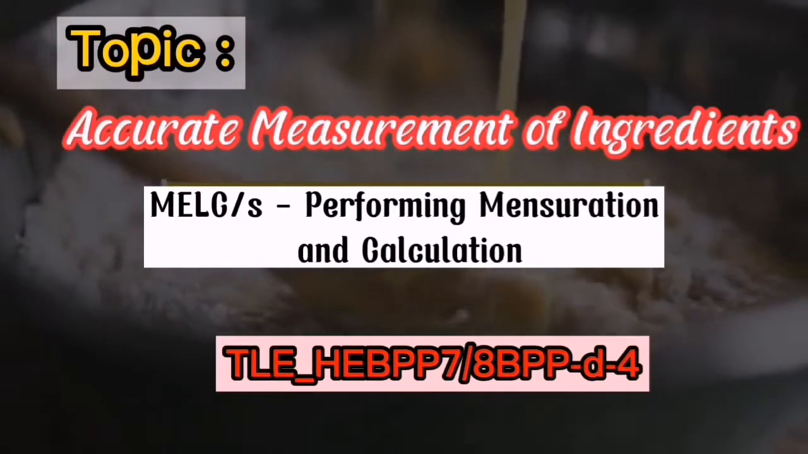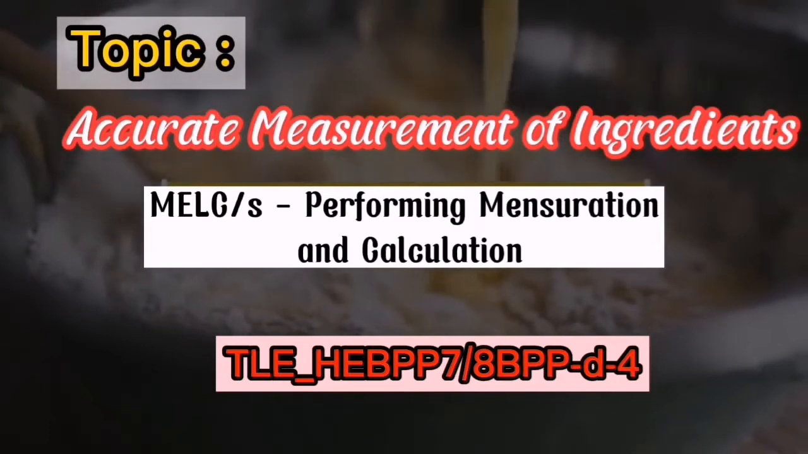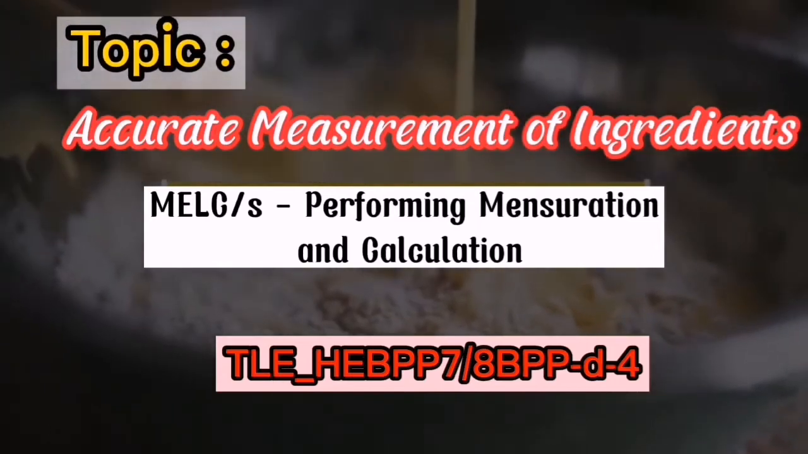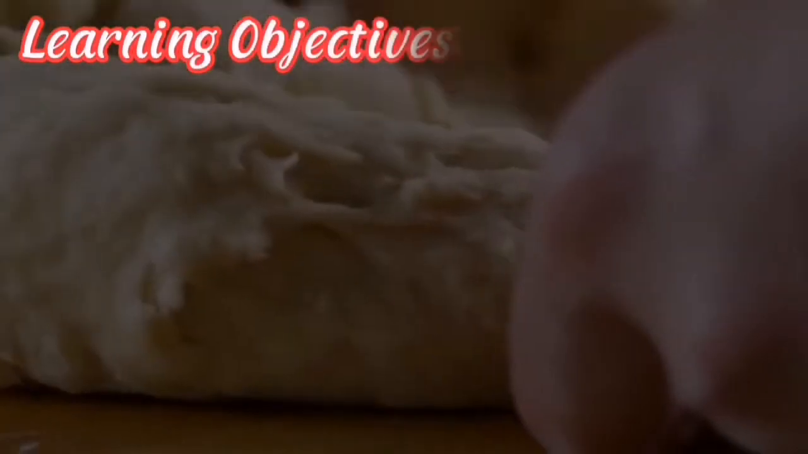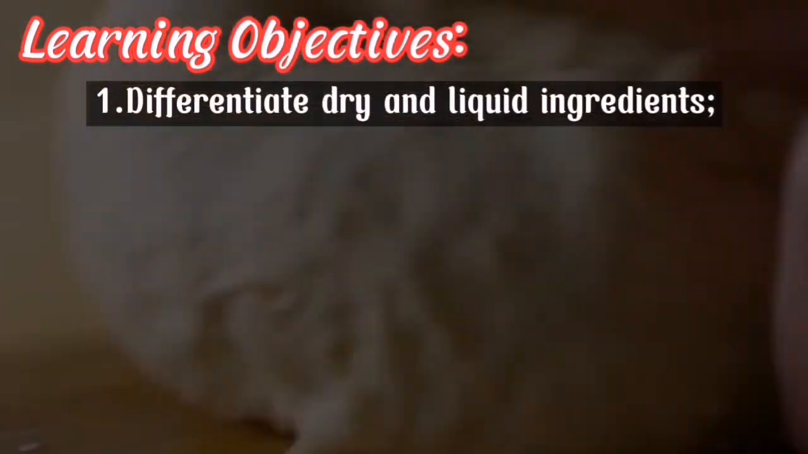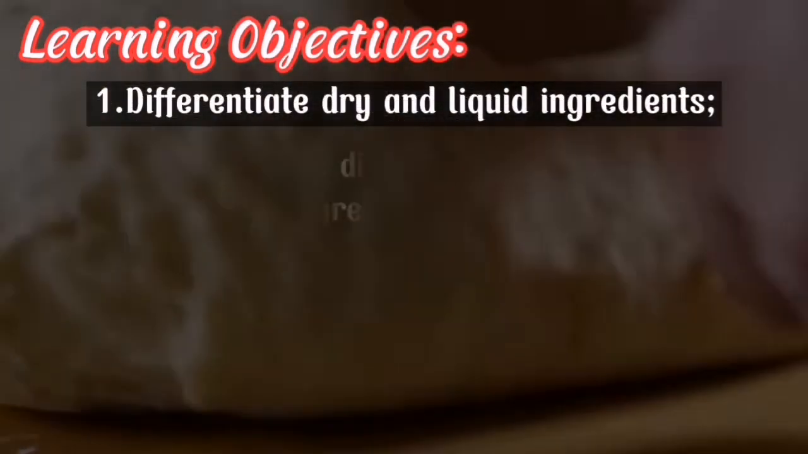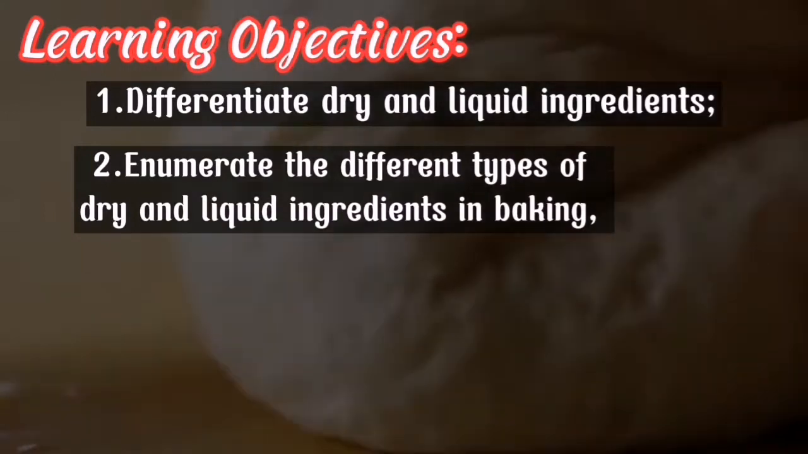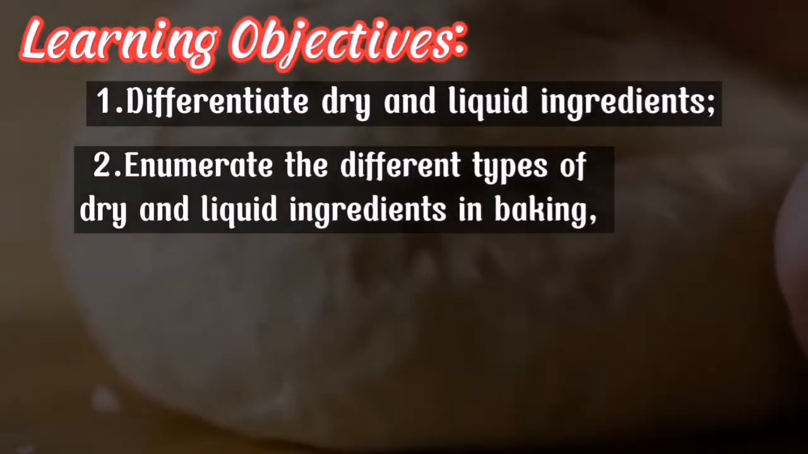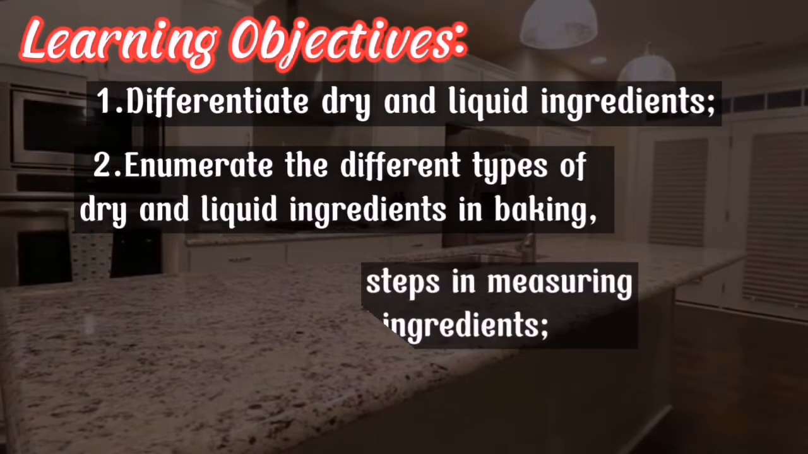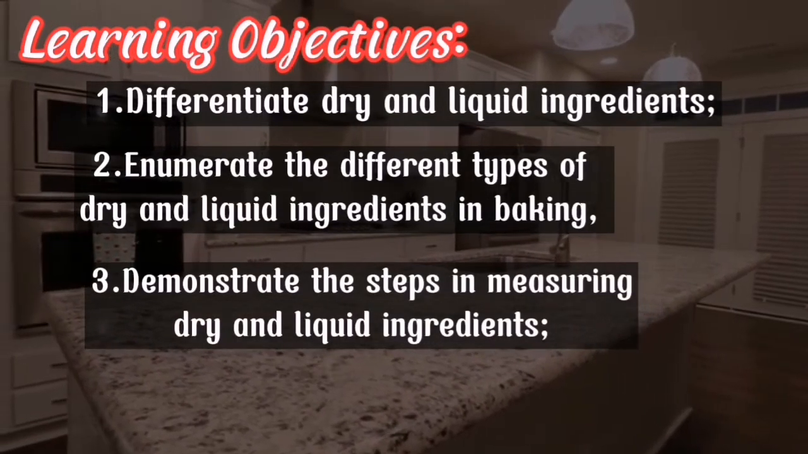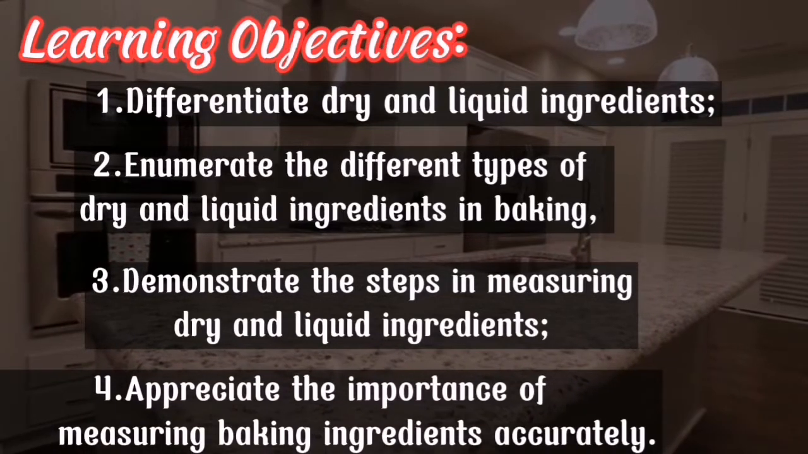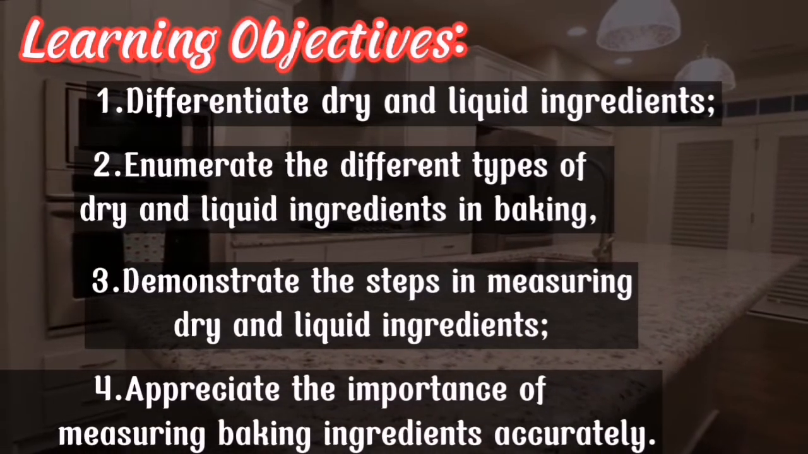Our topic is accurate measurement of ingredients, and this is based from the most essential learning competency. And we have the following learning objectives. First, differentiate dry and liquid ingredients. Second, enumerate the different types of dry and liquid ingredients in baking. And third, demonstrate the steps in measuring dry and liquid ingredients and appreciate the importance of measuring baking ingredients accurately.